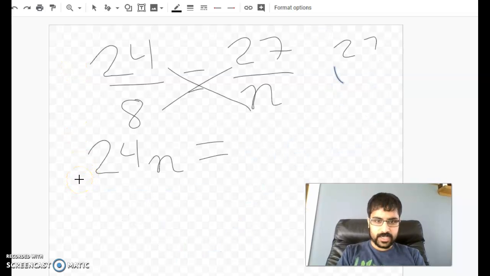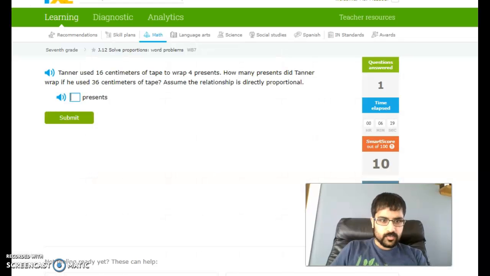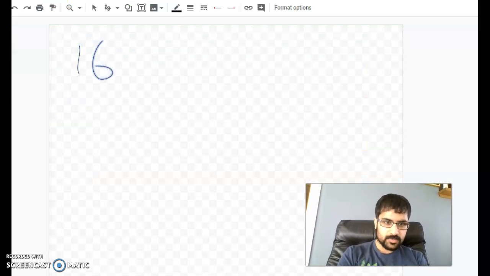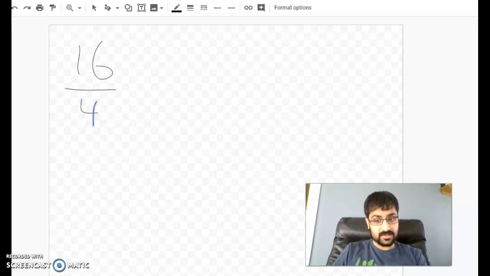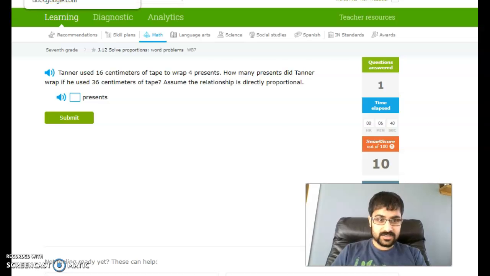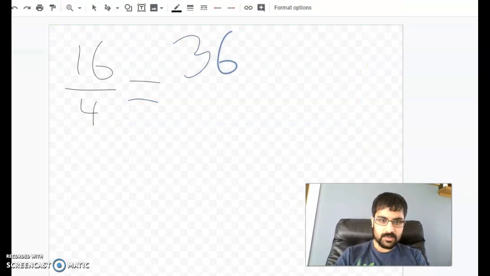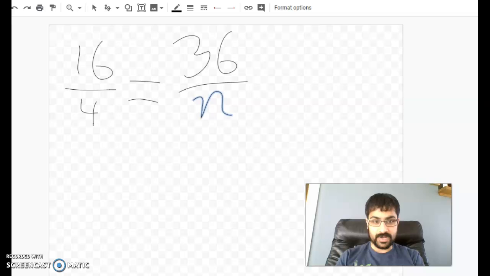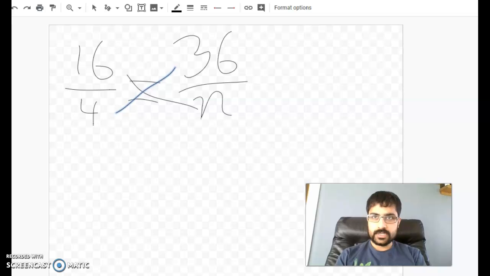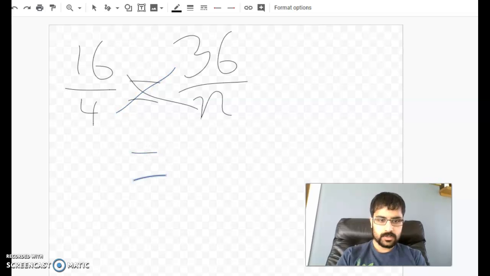All right, let's go ahead and set up our fractions again. So I started off with 16 centimeters of tape to wrap 4 presents. And tape is expensive, so you want to make sure you measure this right so you don't buy too much tape or waste any tape and get it all stuck on your fingers. So if I have 36 centimeters of tape, how many presents can I wrap so that I don't have to go out to the tape store and buy more tape? So I'm going to go ahead and cross multiply again. 36 times 2 is 72, so times 4 is 144. That gives me 16n equals 144.